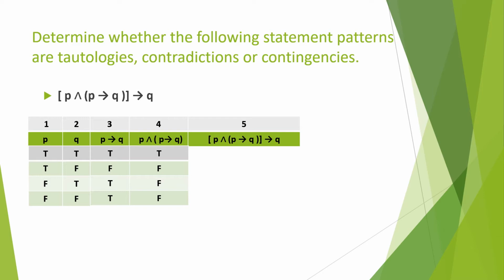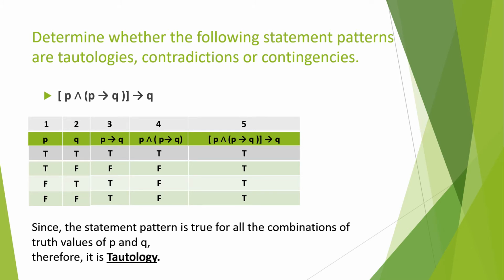Now in the fifth column we have P and P implies Q implies Q. So first we have to consider the fourth column and then the second column. So true implies true is true, false implies false is true, false implies any truth value is true only, because false implies true is true and false implies false is also true. So if in this column we have 3 F's, the implication has to be true only. So here in the last column we have all T's, therefore it is a tautology.